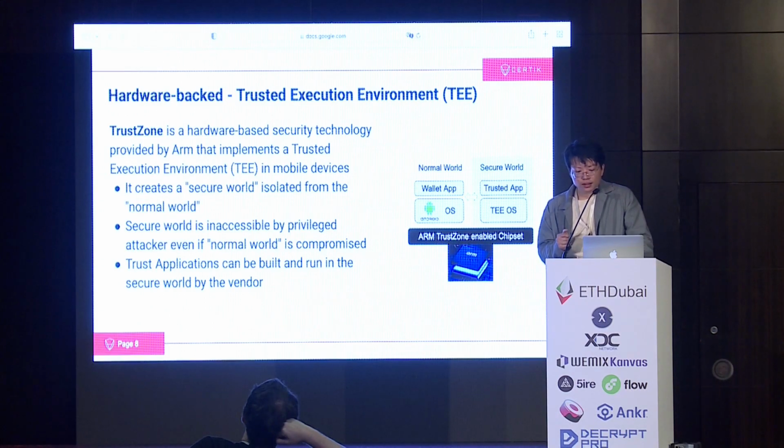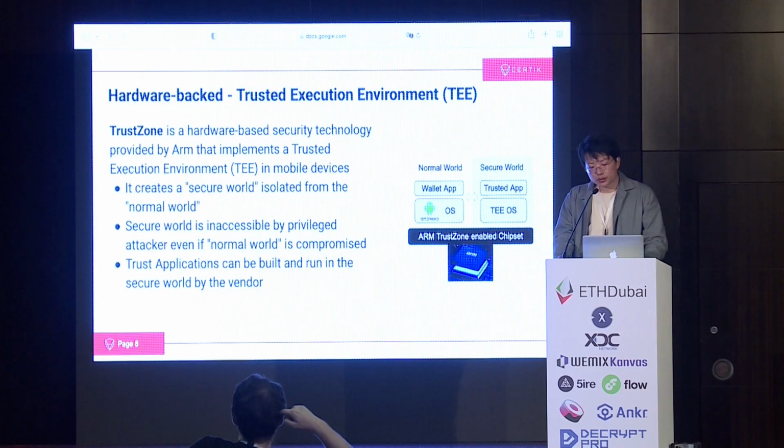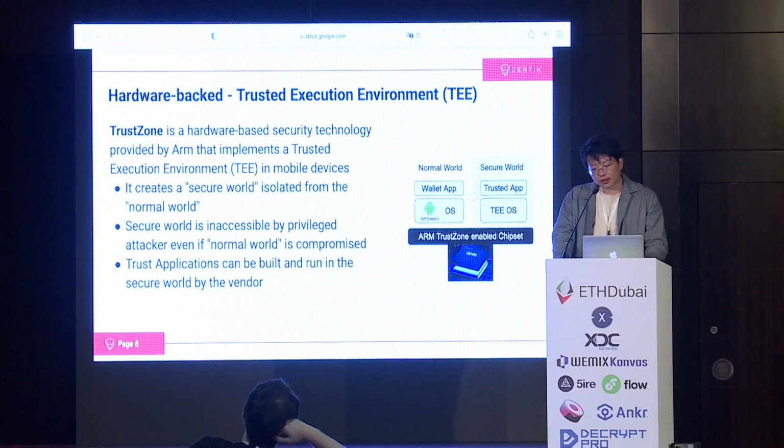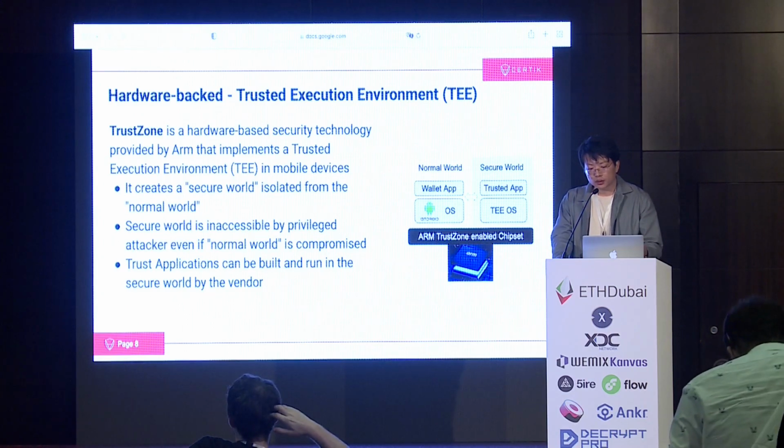Within this secure world, a trusted execution environment is established, allowing trusted applications to be built and run securely. The secure world is inaccessible to privileged attackers, even if the normal world is compromised. This provides an additional layer of security to mobile devices. The applications running in the secure world are called trusted applications. Trusted applications implement and export security-related functionalities for applications running in the normal world.